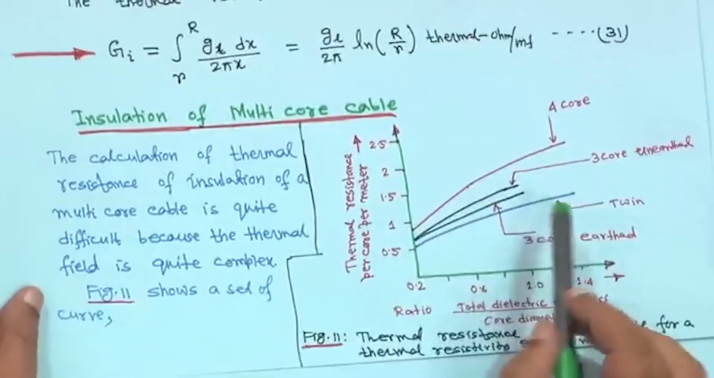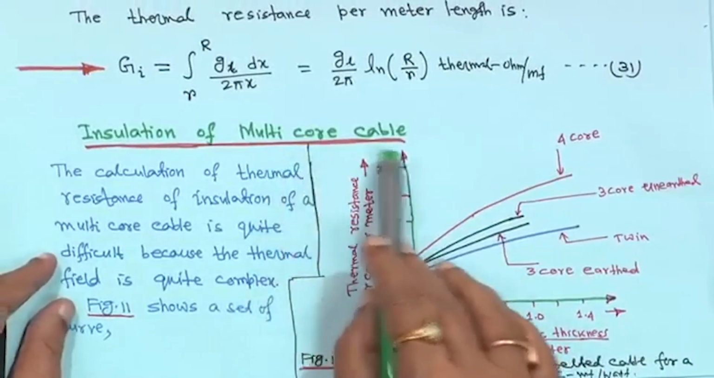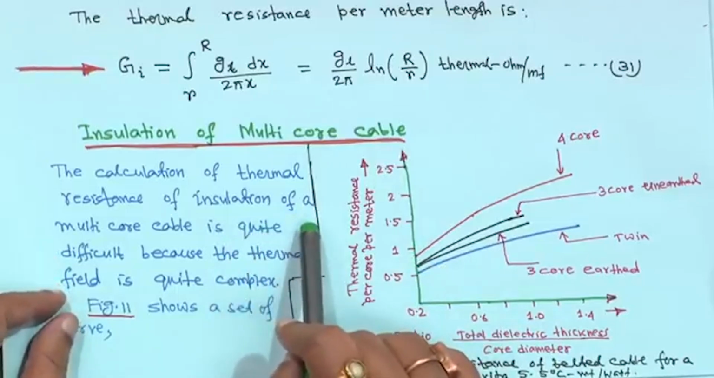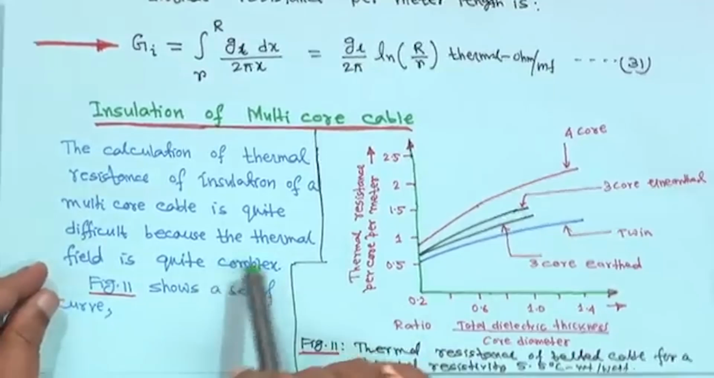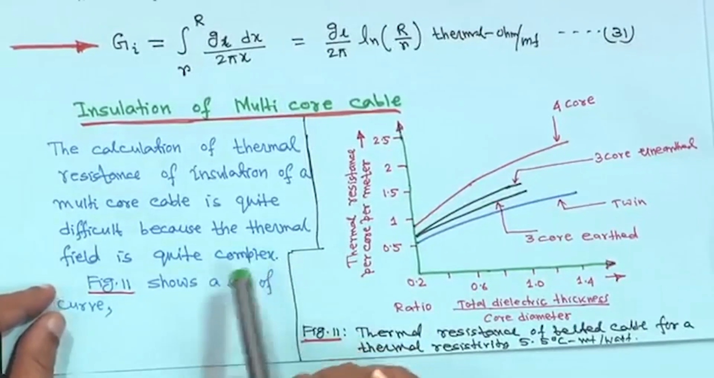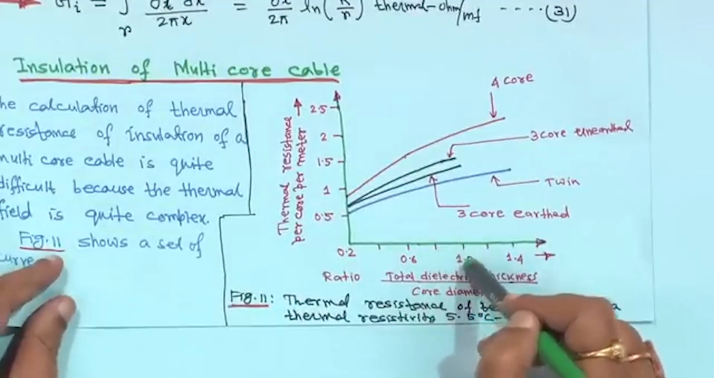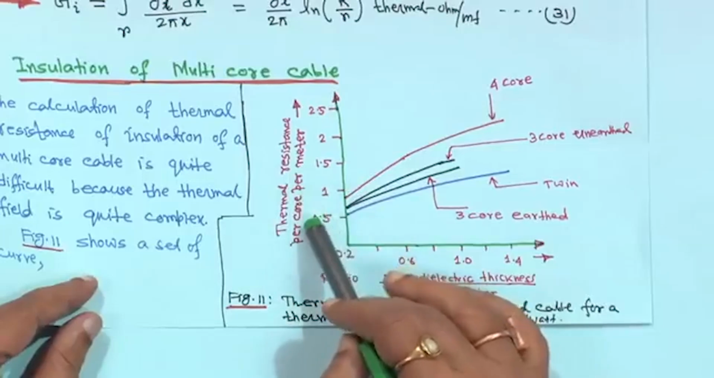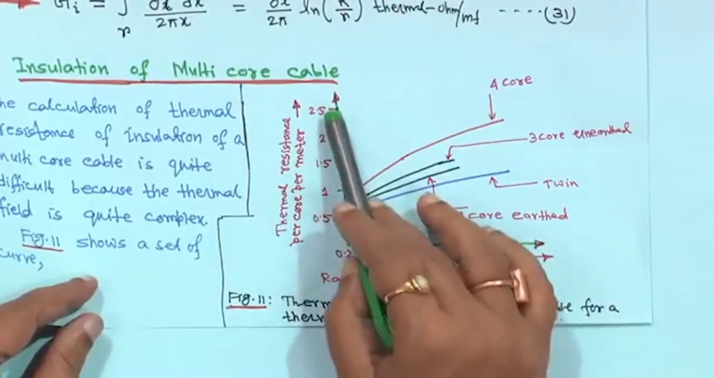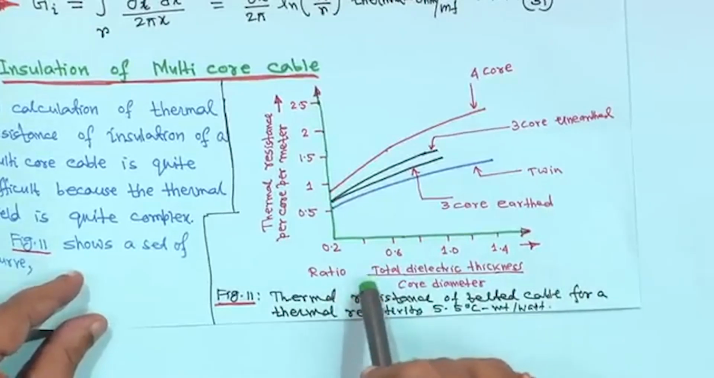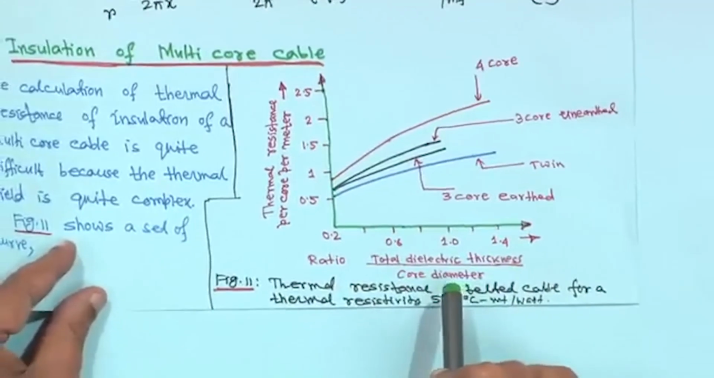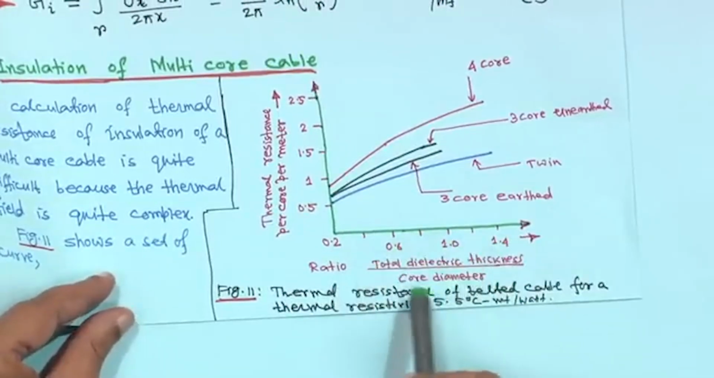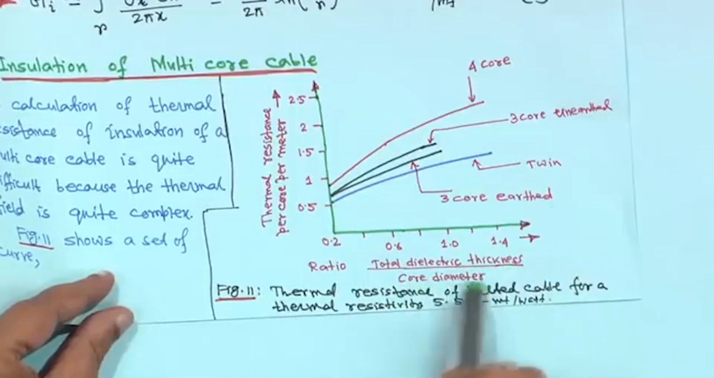Now, next is the insulation of a multi-core cable. In this case, the calculation of the thermal resistance of the insulation of a multi-core cable is very difficult, because the thermal field is quite complex. These figures I have taken from somewhere. The y axis is thermal resistance per core per meter, ranging from 0.5 to 2.5, and the x axis is the ratio of total dielectric thickness upon core diameter.